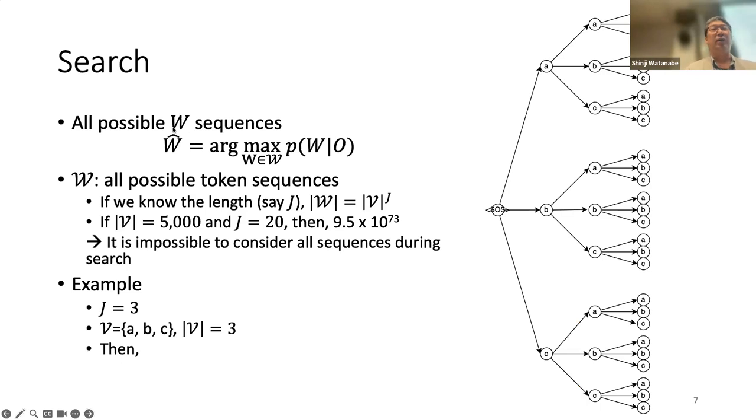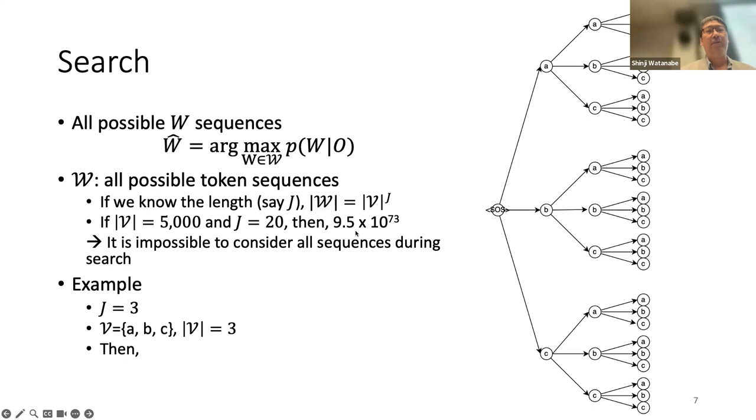Let's say this is a token sequence, and this is all the possible token sequences. If for example we have a vocabulary size and a length of J and so on, this search space becomes super huge. This is, by the way, a very small case, only 5,000 vocabulary. In our usual conversation, we use 20 to 100, depending on our definition, using words or subwords. But 5,000 is actually on the smaller side. And then the length is 20, which is actually a little bit longer sentence.